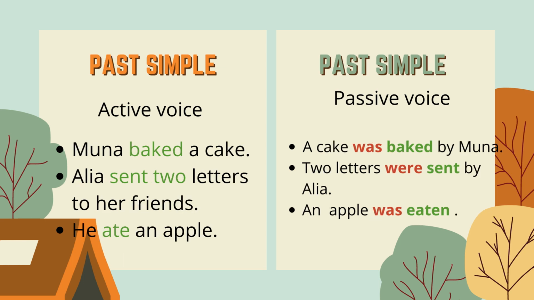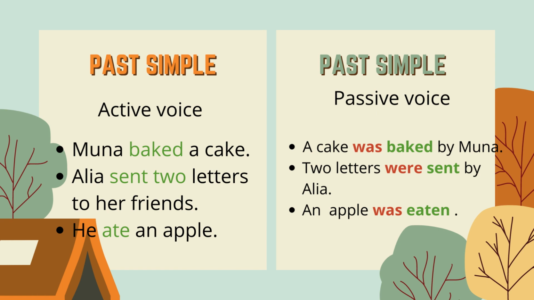The second group is the past simple. Again here we have active voice and passive voice, two groups as you can see. The first example, Muna baked a cake. A cake was baked by Muna. A cake is singular, and we used the auxiliary verb was plus baked, the past participle form of the verb bake.